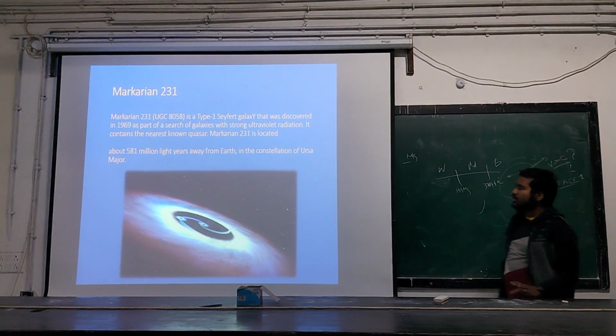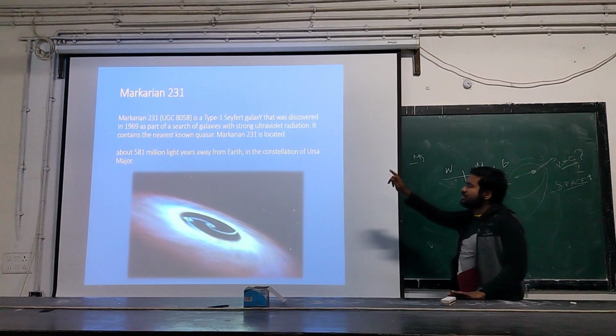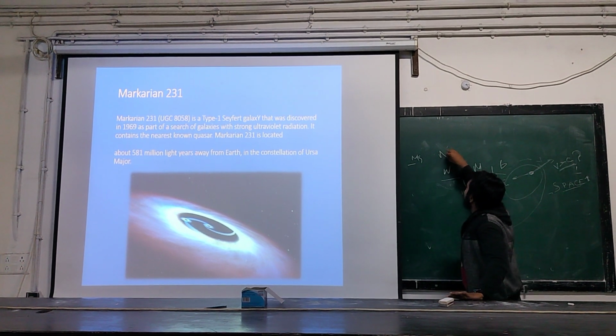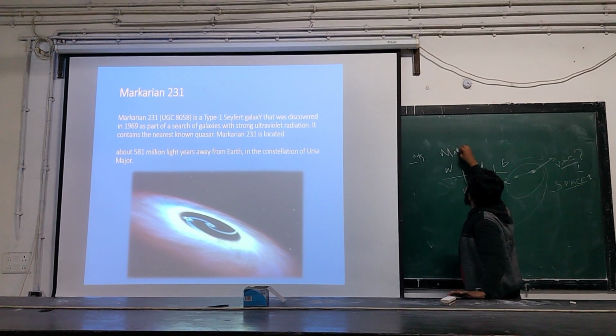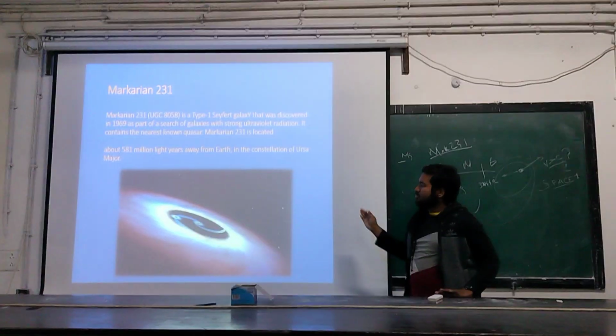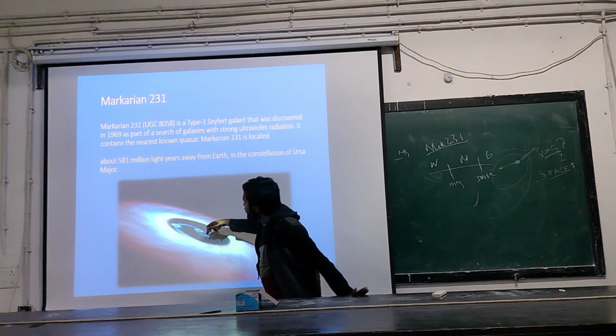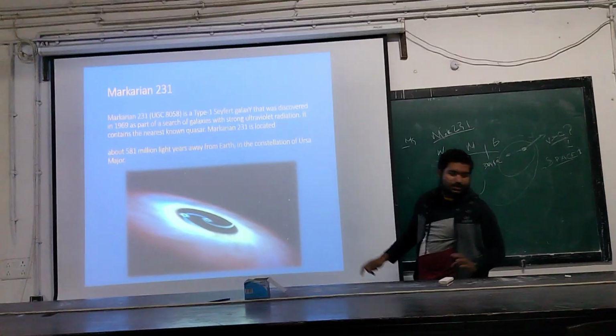The closest quasar to us is Markarian 231. It is also termed MRK231. So this is the closest quasar. There are two massive black holes revolving around each other in this free space.